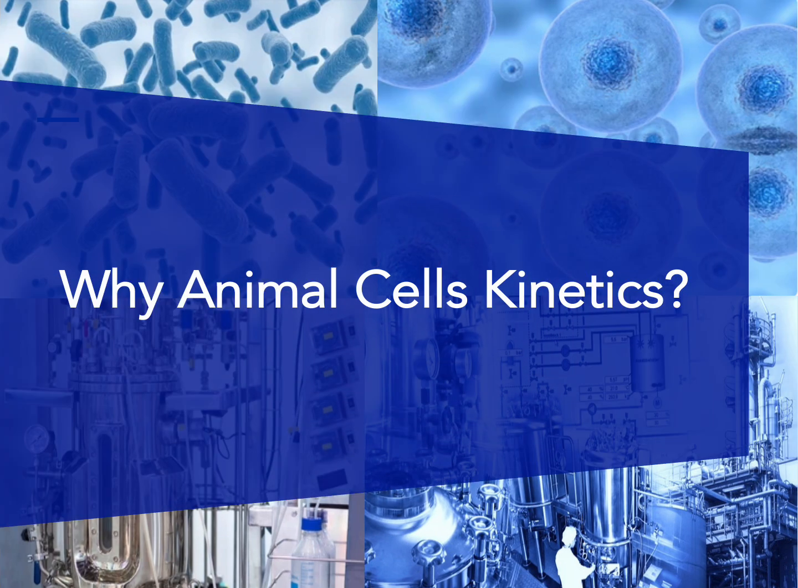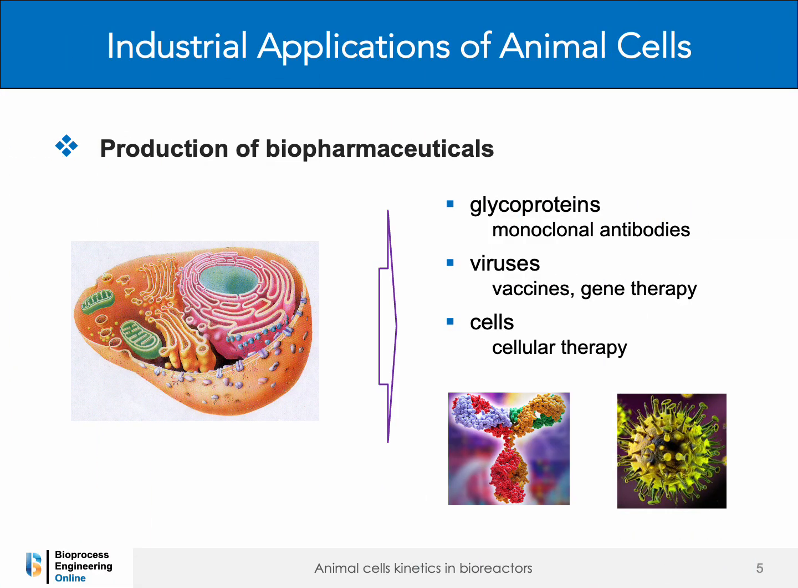Let's begin with a fundamental question. Why is it important to study animal cell kinetics? Animal or mammalian cells play an increasingly important role in the biopharmaceutical industry. Their unique ability to perform complex post-translational modifications makes them the preferred platform for producing many high-value therapeutic products. Today, animal cell cultures are widely used to manufacture recombinant glycosylated proteins, especially monoclonal antibodies, viruses for vaccine production and gene therapy, and even living cells themselves, which serve as the final product in cell-based therapies.